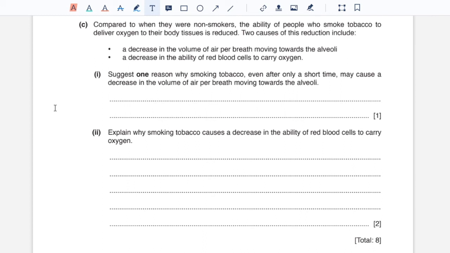Air that reaches the alveoli comes in through the breathing airways, and therefore a decrease in its volume means a role of the breathing airways. So the reason is that the lumen diameter decreases as a thick mucus layer and scar tissue might build up when tar in the smoked tobacco damages the cells of the breathing airways.